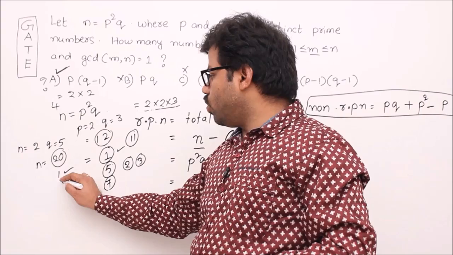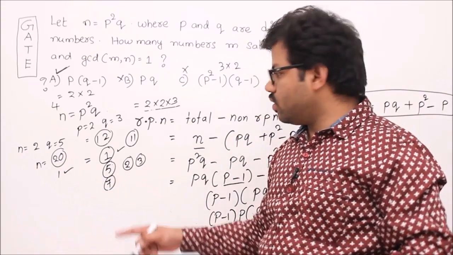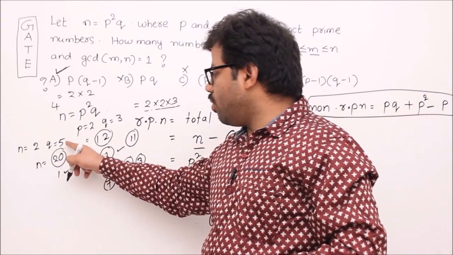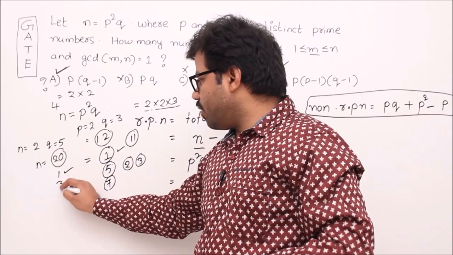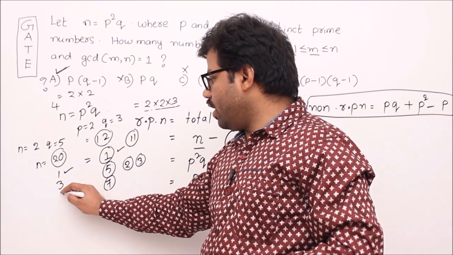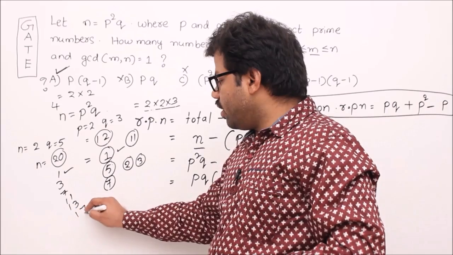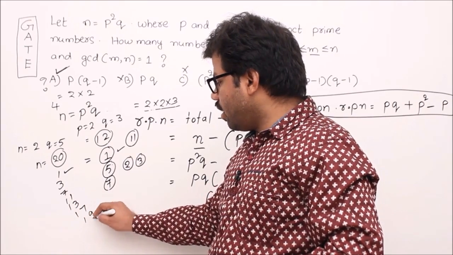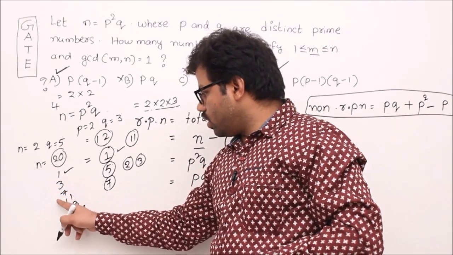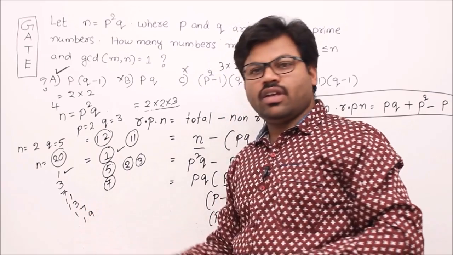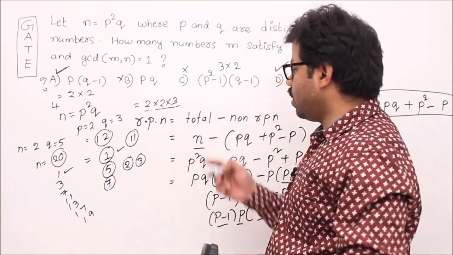1, yes. 2, no, 2 is common. So you know that 2 should not be common, 5 should not be common. Then 3. Next, I am listing out quickly: 7, then 11, 13, 17, then 19. These are all prime numbers, of course. 1, 2, 3, 4, 5, 6, 7. I got 7. So substitute now.